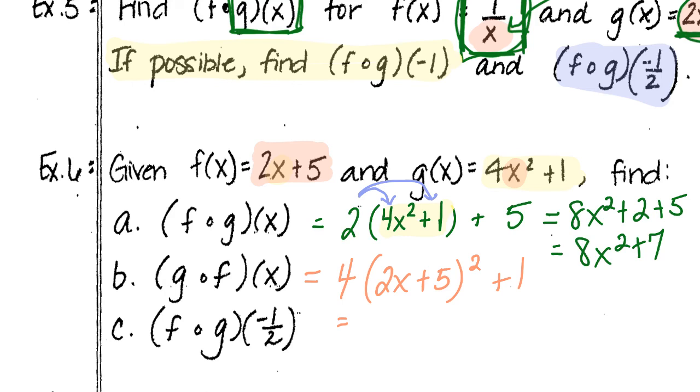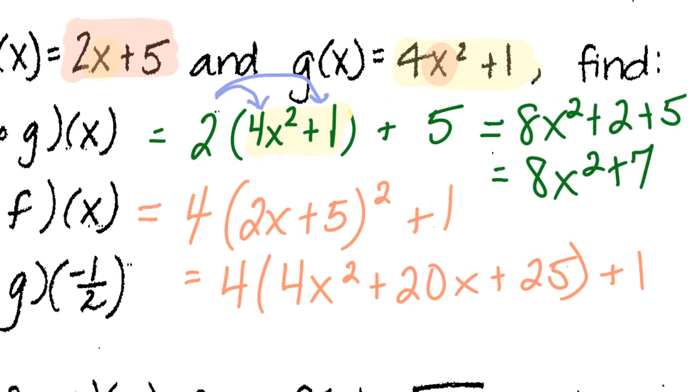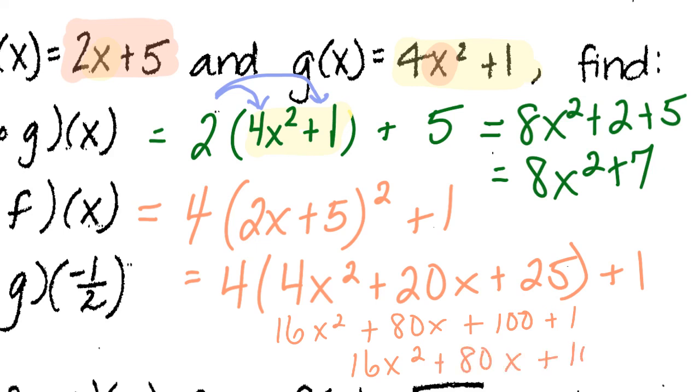Can you guys FOIL 2x plus 5 in your noggin? What is it? 4x squared. 10x and 10x is going to be how many x's? 20x and 25. Ooh, but we have to distribute that all through by 4, right? What's 4 times 4x squared? 4 times 20? 4 times 25? And so it looks like our final answer is 16x squared plus 80x plus 101.